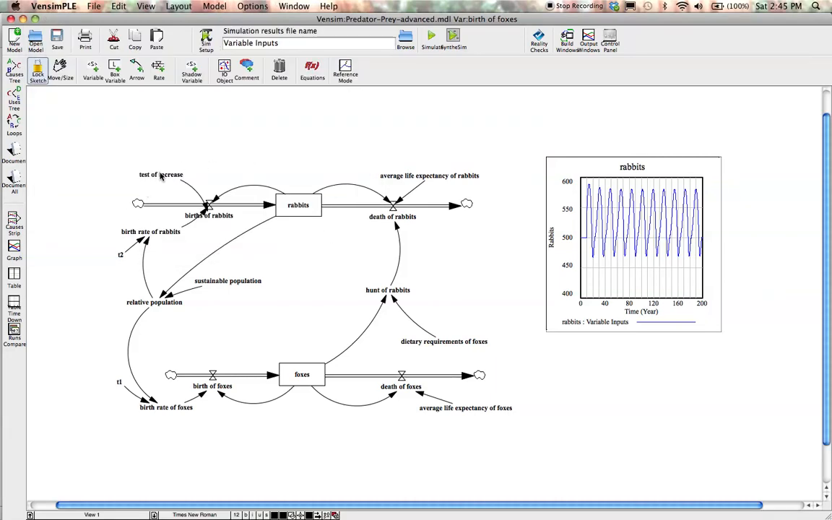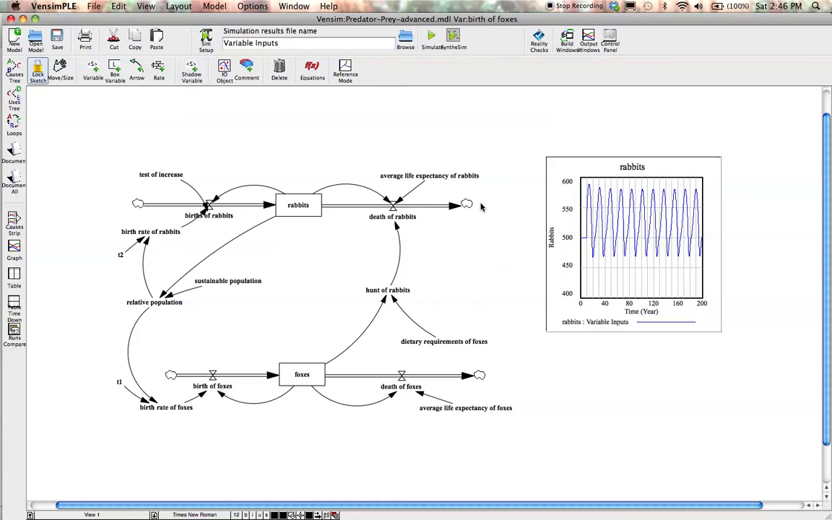as well as give you a summary. So we looked at the pulse and the test of increase. We looked at lookup tables for the birth rates of foxes and rabbits, and we also looked at the max value as a function to select between two variables. Okay, so this model has those little upgrades that you can look at. So you can look at all these results.